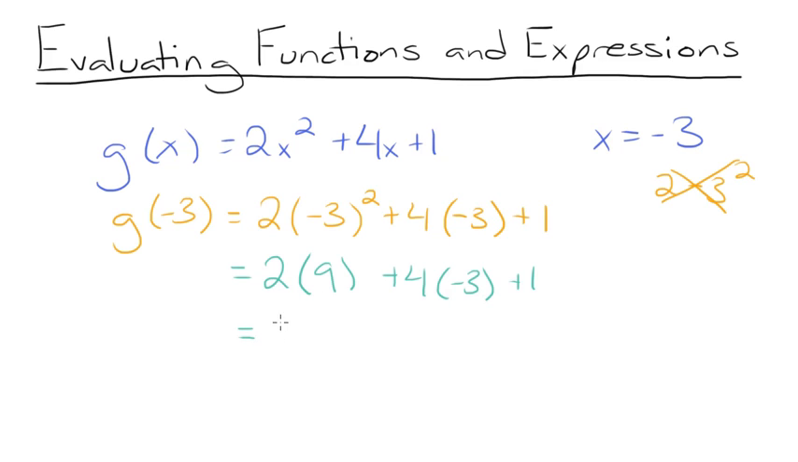2 times 9 is 18. 4 times negative 3 is negative 12, so we'll have 18 minus 12 plus 1. And then finally, we're going to add and subtract. So 18 minus 12 is 6, plus 1 is 7. So g of negative 3 is equal to 7.